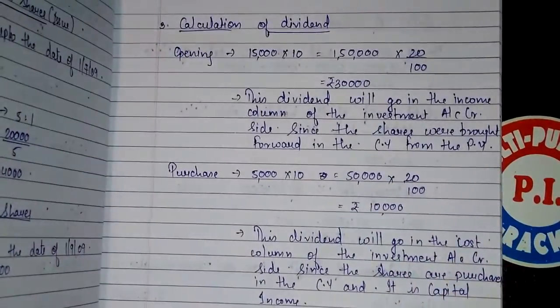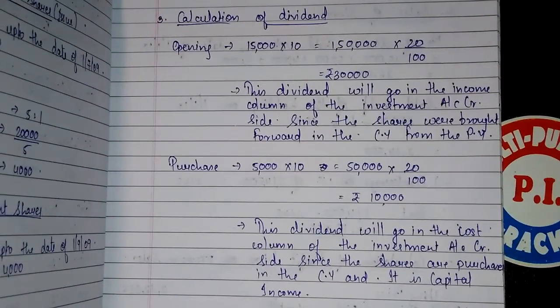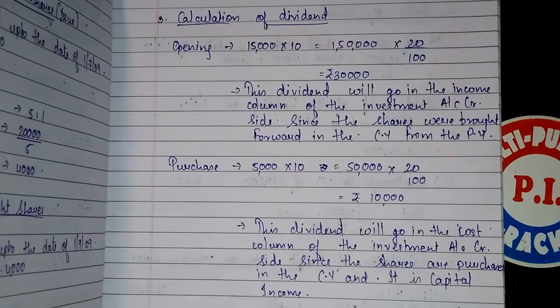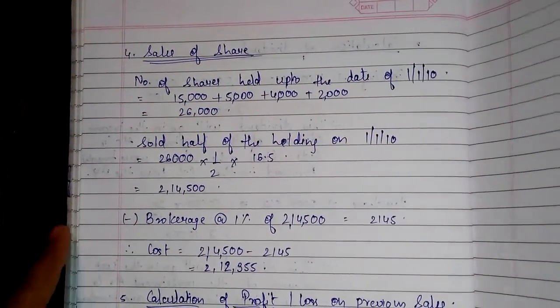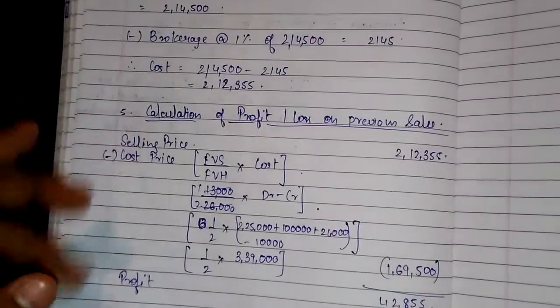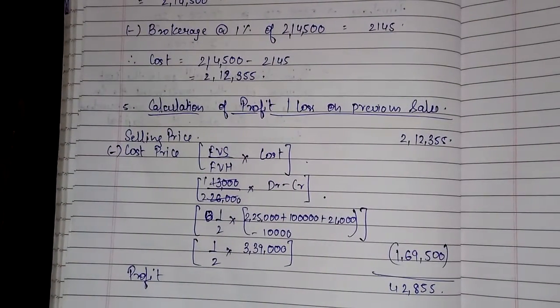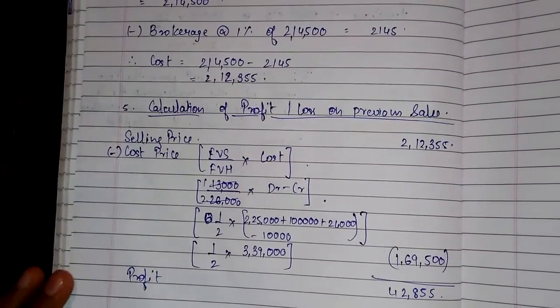Please copy working note number 3, calculation of dividend. I hope you all have copied this. Calculate the sales, 4th working note. Copy it fast. I hope you all have copied. Copy this, the last working note, profit and loss on previous sales. I hope you all have copied. Now, since we have come to an end of this chapter, small hints.